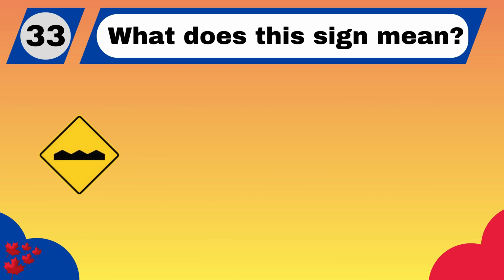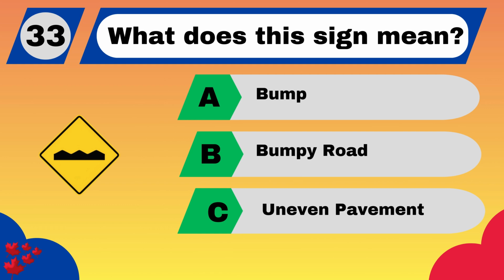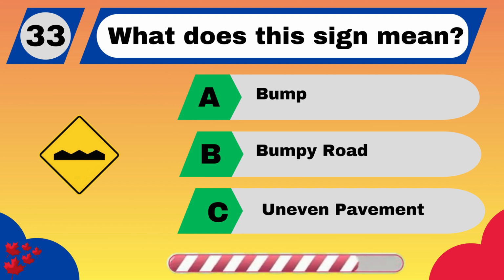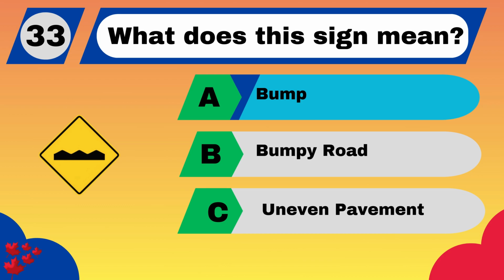Question 33. Can you identify this road sign? A. Bump. B. Bumpy road. C. Uneven pavement. Well done. A. This sign warns of a bump ahead.